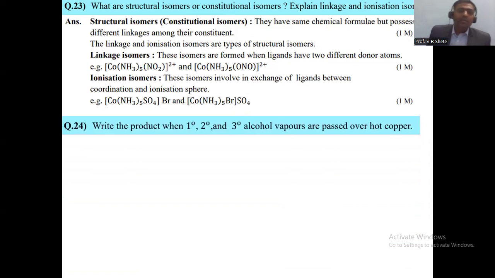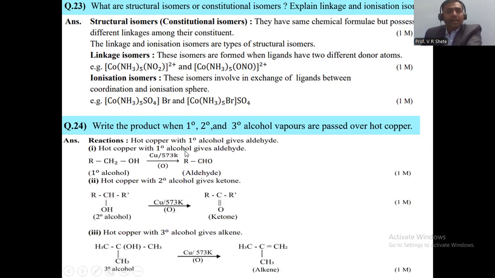Next, write the product when primary, secondary, and tertiary alcohol vapors are passed over hot copper. It means oxidation of the primary and secondary alcohols. When primary alcohols are heated at higher temperature in the presence of copper, you will get aldehyde as a product. Secondary alcohol gives ketones, but tertiary alcohol does not oxidize easily due to the absence of an alpha hydrogen atom. It will lose a water molecule to generate an alkene as a product, that is isobutene.